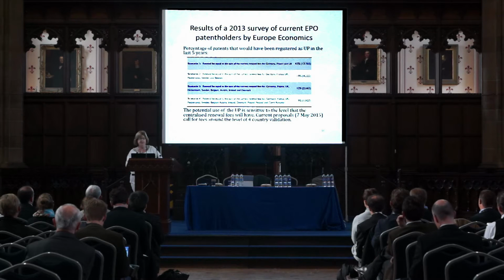The interesting thing is the EPO did hear this. Obviously they were there. They are worried about covering their budget, and I won't go into the details of how resources are allocated between national offices and the EPO, but that complicates the story. The current proposals which I've seen, from the 7th of May this year, are a new set of proposals with renewal fees around the level of 4-country validation. So that's where it stands now.